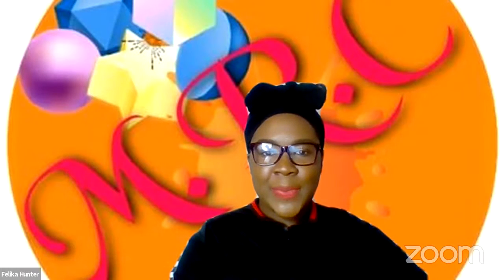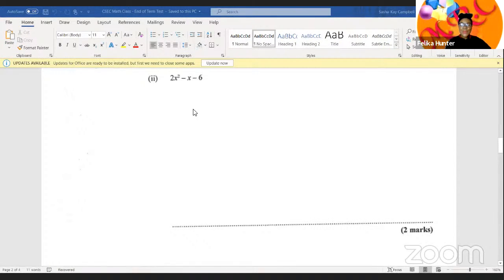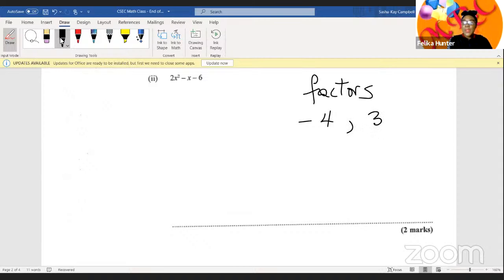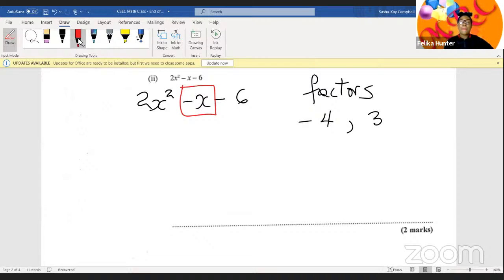Okay, so we're about to pick up where we left off with our questions. So there we go. All right, so we were talking about this question, and we did our factors, right? So we did our factors, and we got our factors to be negative 4x, negative 4, we'll put our x there, and positive 3. So let me just rewrite the question. So it is 2x squared minus x minus 6. So we're going to take these two factors and replace them here. So we're removing negative x and replacing negative x with negative 4x and positive 3.